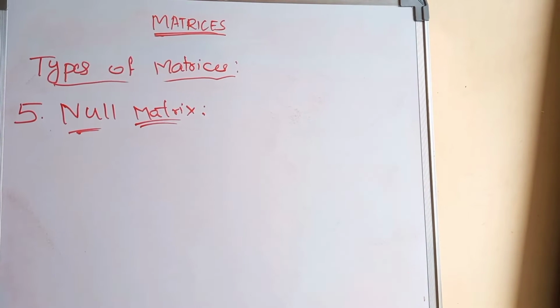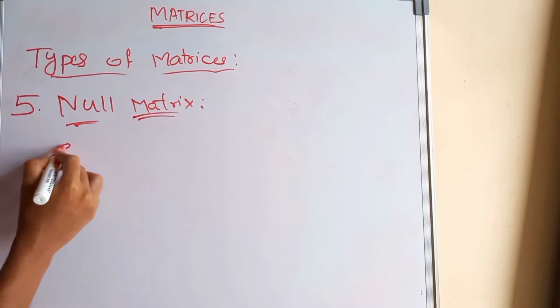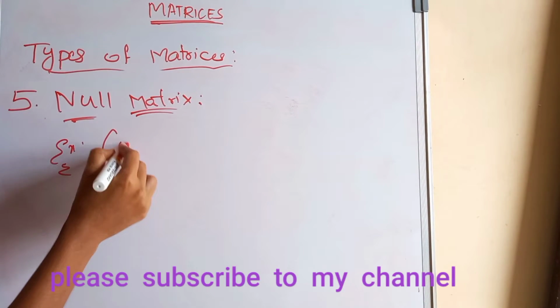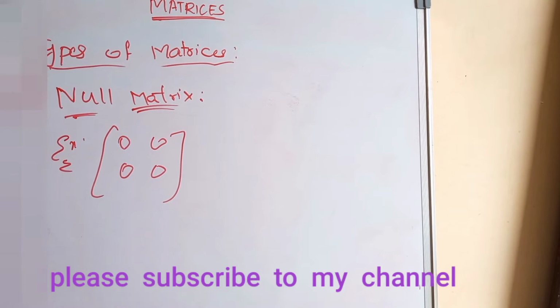If each element in a matrix is 0, then it is said to be the null matrix. Example: 0, 0, 0, 0. All the elements are zeros.